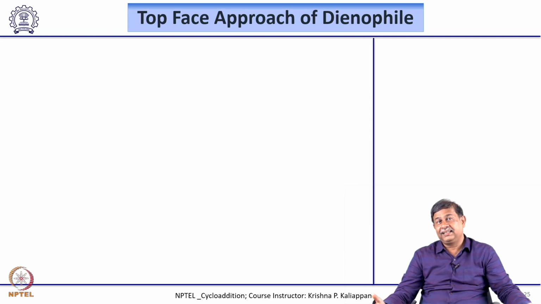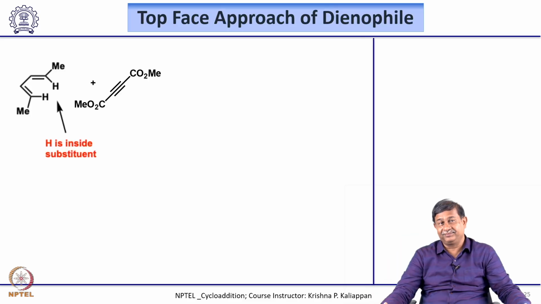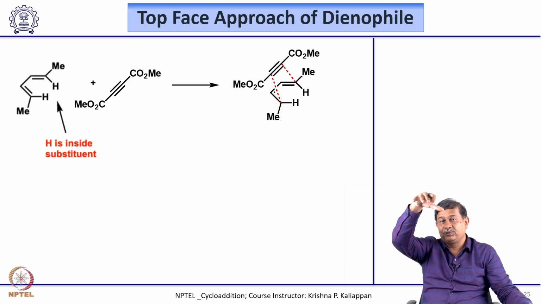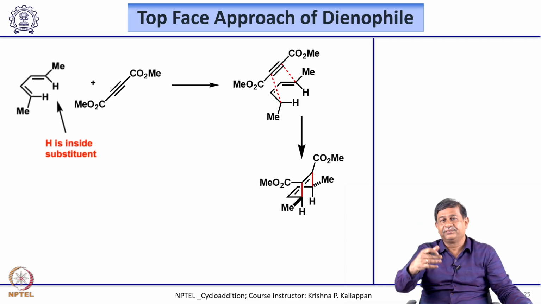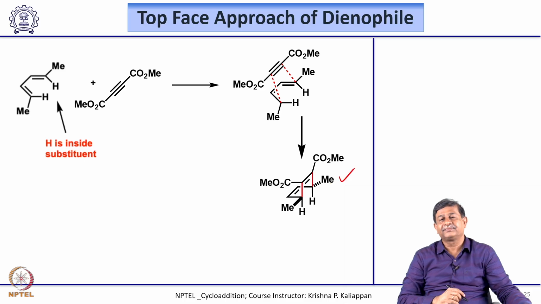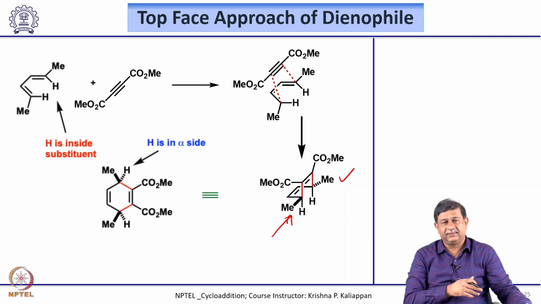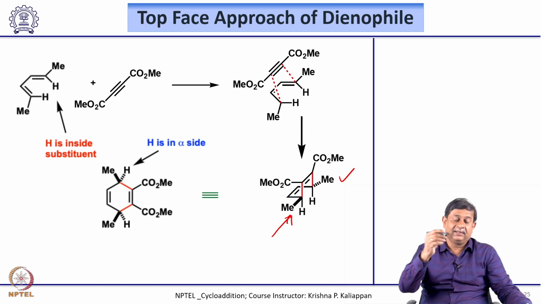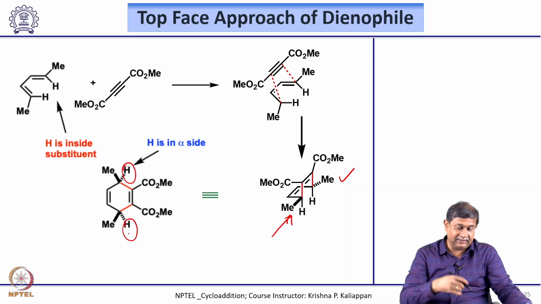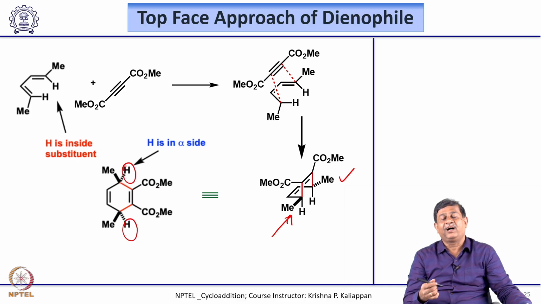Exactly opposite is the approach of the dienophile from the top face of the diene. Now the same dienophile approaches from the top, and that should give this compound. Now rotate this by 180 degrees, and you will get this compound. Again you can see it is exactly opposite to what you have seen: now the inside substituent is alpha and the outside substituent is beta.